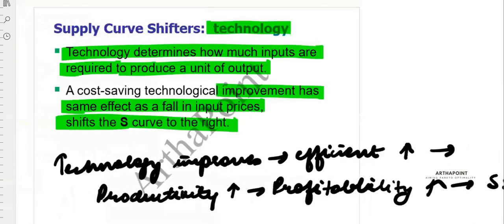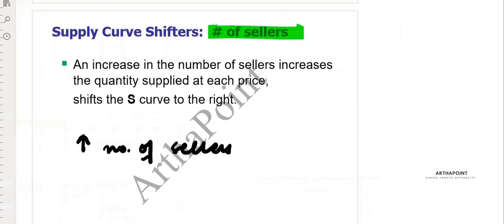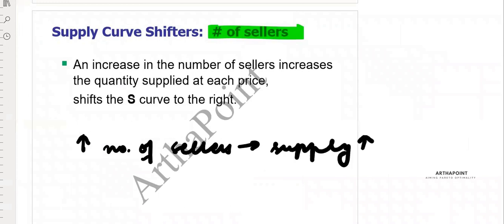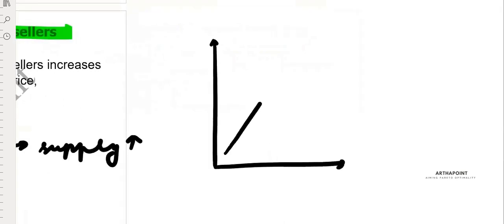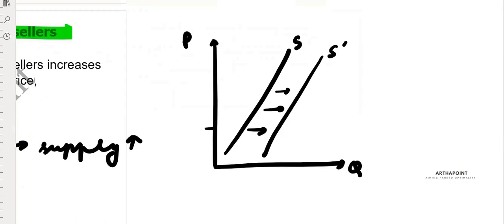All right, come back. Number of sellers. When there is an increase in the number of sellers, of course, there will be more supply at any given price. So the supply curve will shift to the right. This is your initial supply curve, and now at any given price, there will be more supply, so the supply curve will shift to the right.